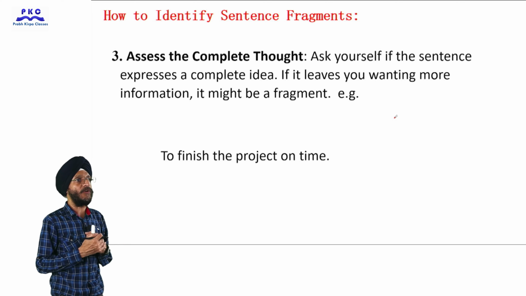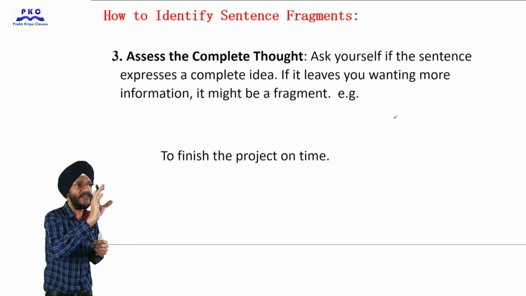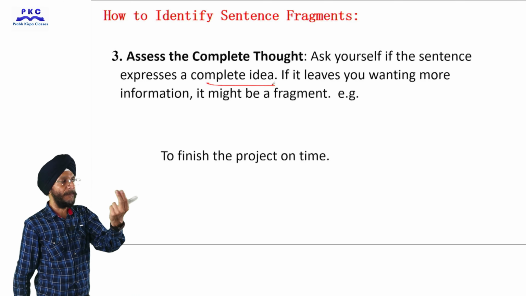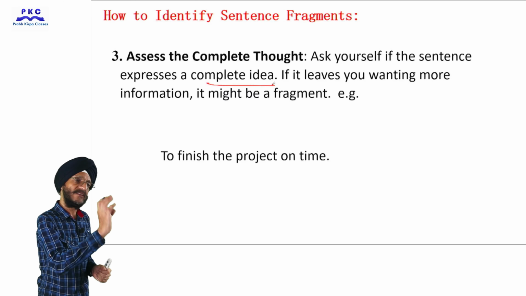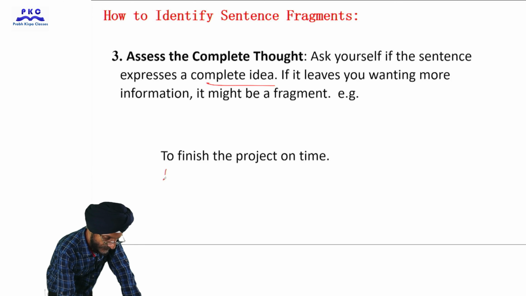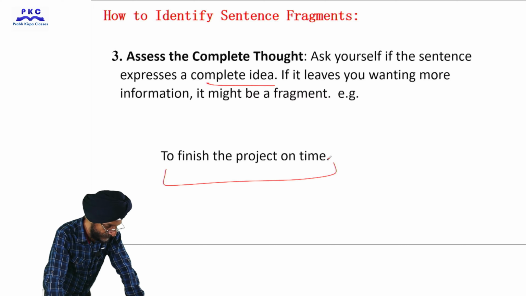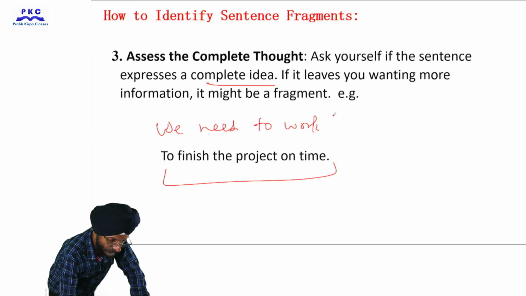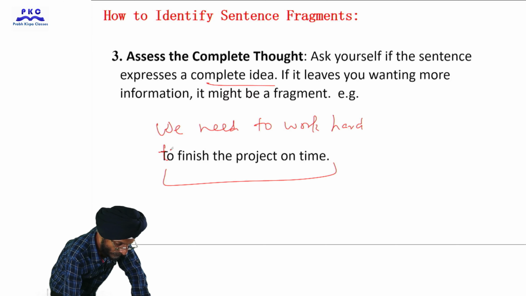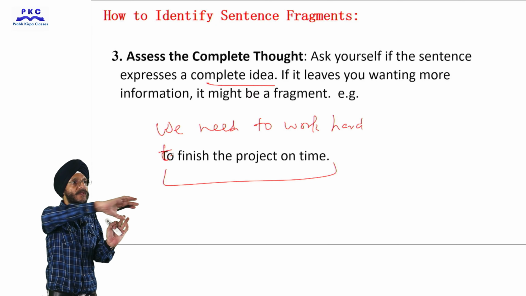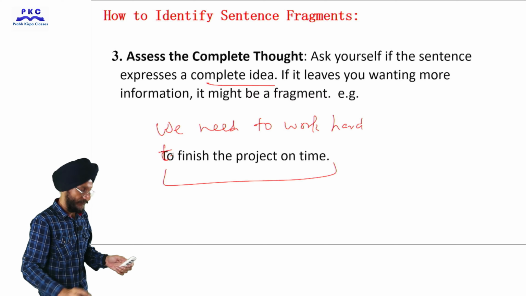Now assess the complete thought. Ask yourself if the sentence written by you expresses a complete idea. If you feel that something more is desired in the sentence, then it might be a sentence fragment. For example, "to finish the project on time" is a sentence fragment. It does not convey the full meaning. We may write, we need to work hard to finish the project on time. So now this sentence is complete.